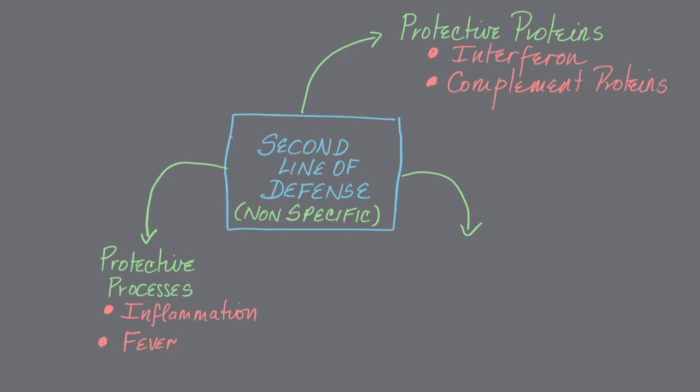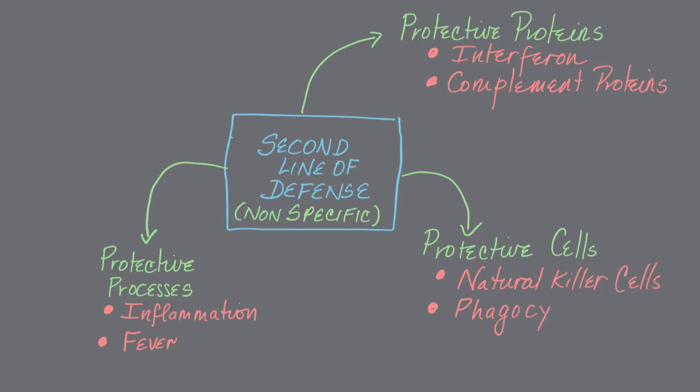The third group is the protective cells. We will take a look at two major protective cells at the second line of defense, and they are the natural killer cells and the phagocytes. The natural killer cell is a kind of lymphocyte, and the phagocyte is the macrophage or monocyte.